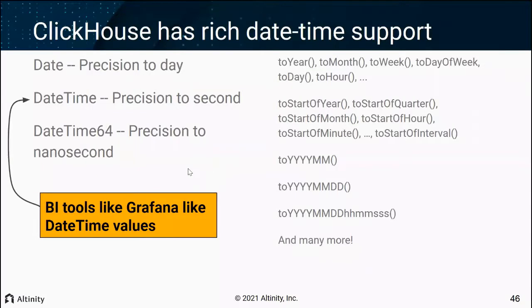ClickHouse has a bunch of features to make it easier to work with time. There are 3 different data types. We have date, the one that we were just looking at. We have date time. This is like a Unix date time, or Linux, as the case may be, with precision to a second. And then we have date time 64, and that's precision down to nanoseconds. That was actually, incidentally, a feature that we implemented at Altinity.